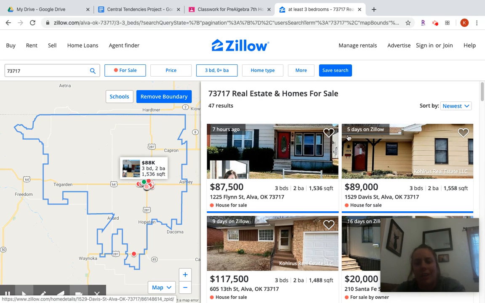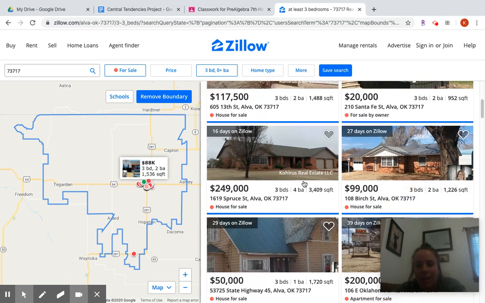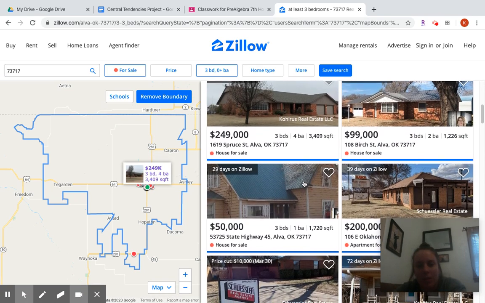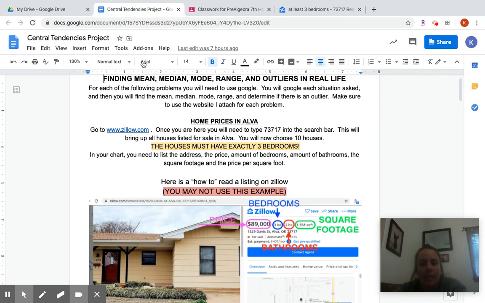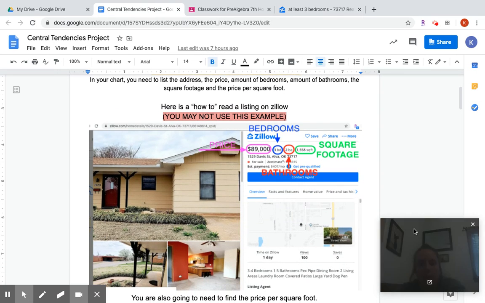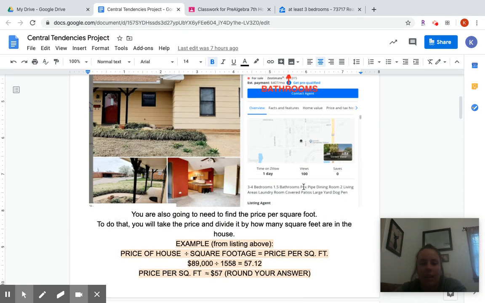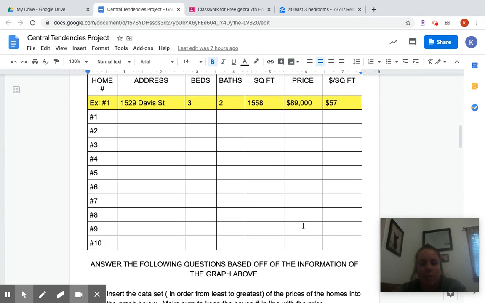Okay, so let's try not to use the first 10, because I don't want you to all use the same. I want you guys to differ a little bit. But go ahead, pick 10, and I put a picture of what it looks like. Okay, so you're going to go ahead and enter them into this chart.